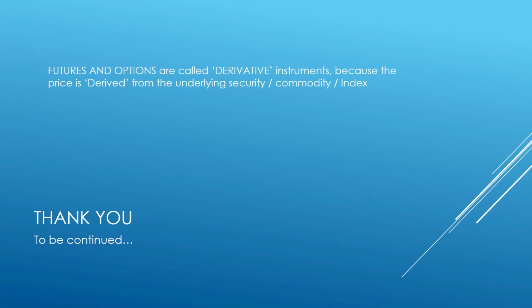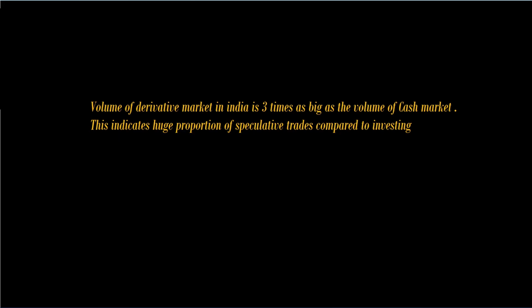Now, futures and options are together called derivative instruments because the prices of these contracts are derived from the underlying security or commodity or index. Do you know the volume of the derivative market in India is 3 times as big as the volume of the cash market? When I say cash market, I mean the normal buying and selling in stocks. This indicates a huge proportion of speculative trades compared to investing.